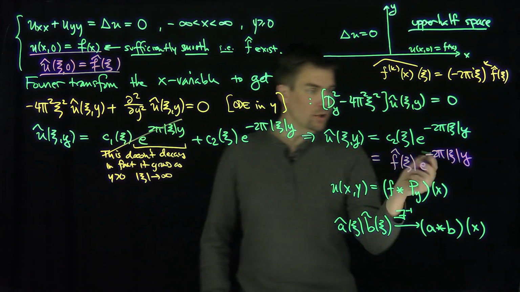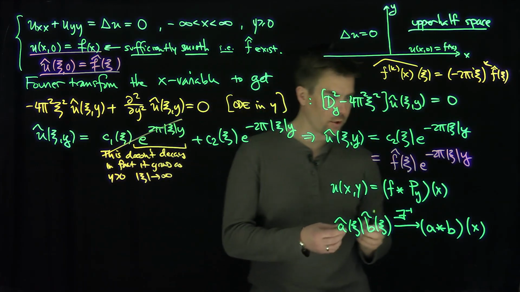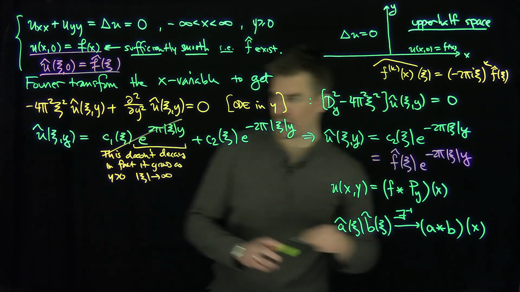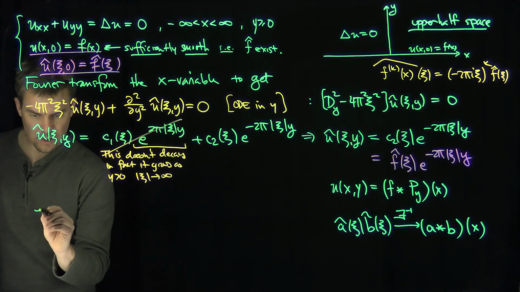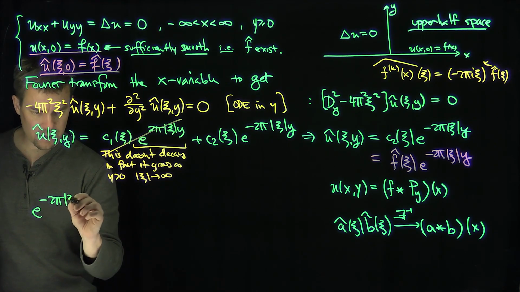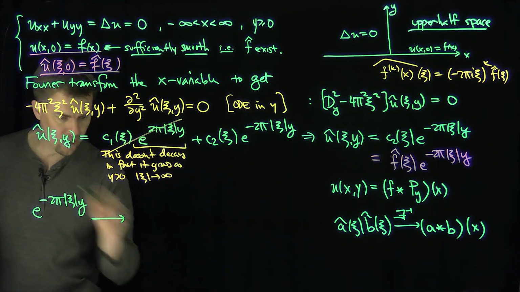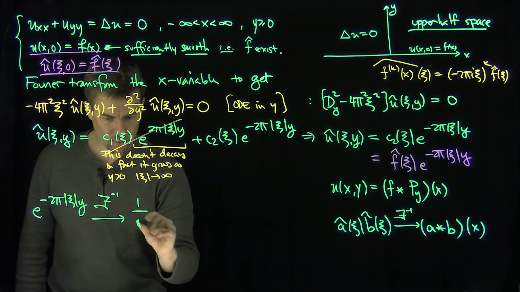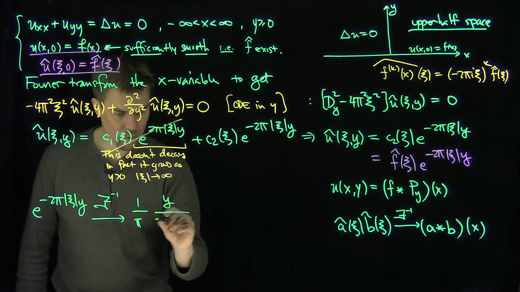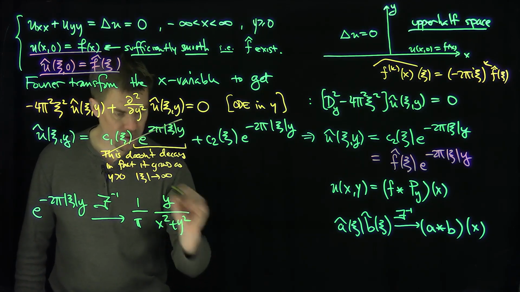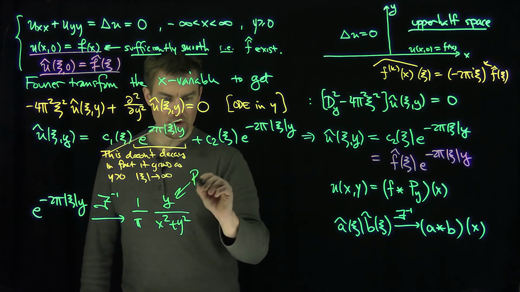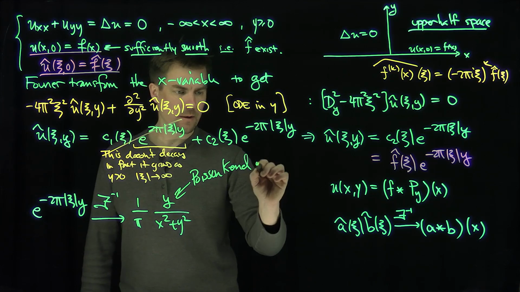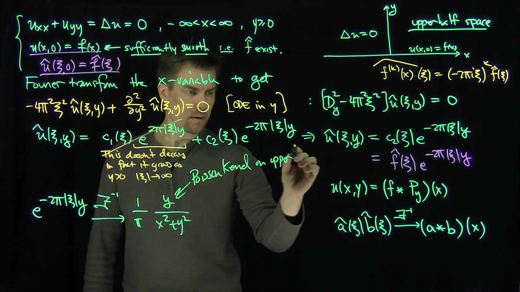Now, of course, we know a function we did in the previous video. We've already figured out what the Fourier transform of this thing is over here. So recall that e to the negative 2 pi modulus xi y will inverse Fourier transform to the function 1 over pi times y over x squared plus y squared. That's just our good friend, the Poisson kernel on the upper half space.